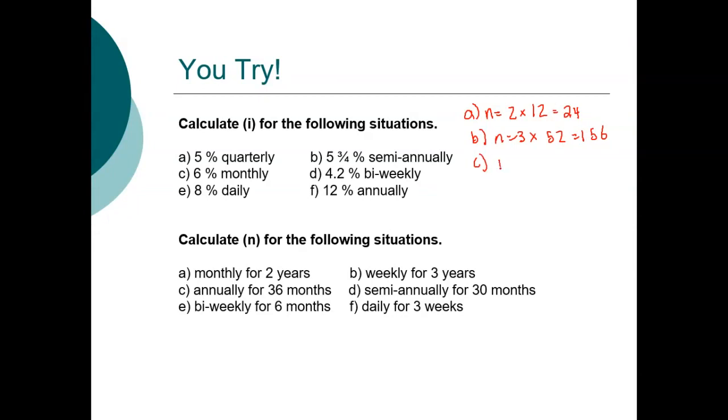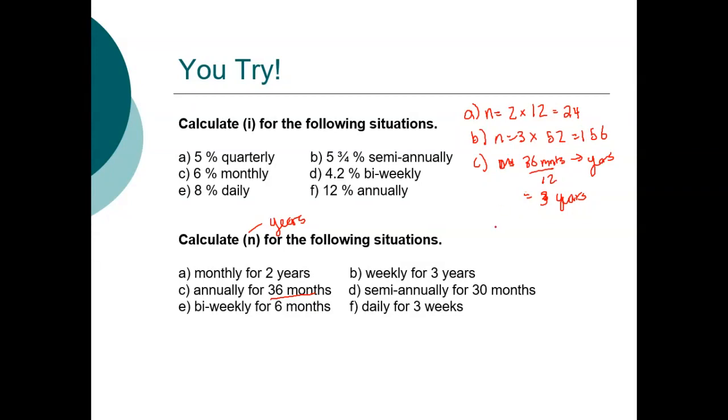C is annually for 36 months. Now, this is a little bit of a tricky part. So remember, when I'm calculating my N, it has to be in years. So in this case, I'm given 36 months. So let's first convert 36 months to years before we do anything. So 36 divided by 12 is going to give you years. So 36 months is 3 years.